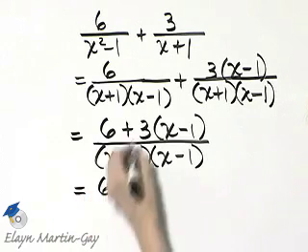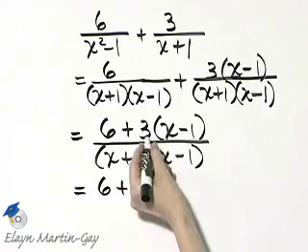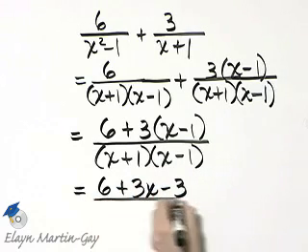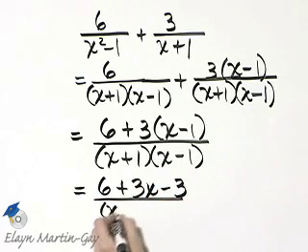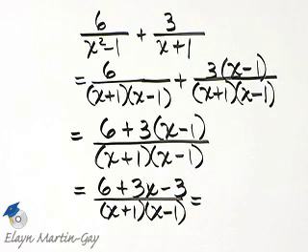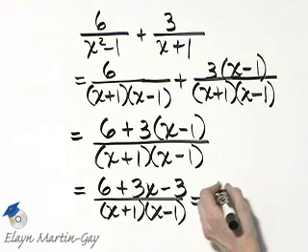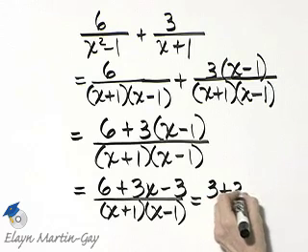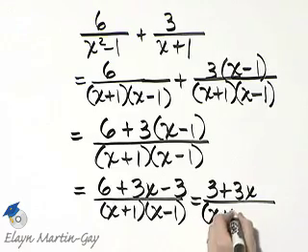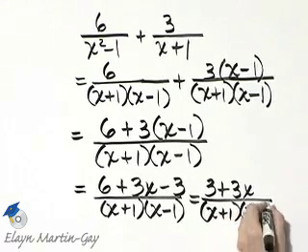So that's 6 plus, use the distributive property, that's 3x minus 3, all over that denominator, x plus 1 times x minus 1. And do I have any like terms? Well, yes, I have 6 minus 3, which is 3, plus 3x over that denominator. So I've got x plus 1 times x minus 1.